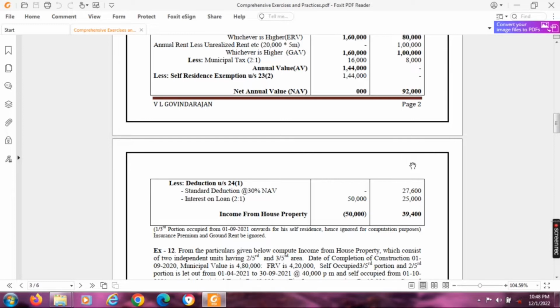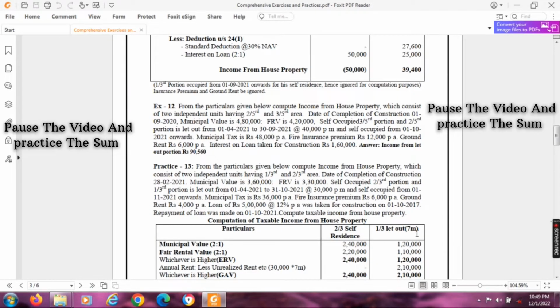Here, less deduction under section 24 clause 1, standard deduction permitted for the second portion, that means the let out portion. And the interest on loan. How much interest on loan? Interest on loan taken for the construction 75,000. That should be apportioned in the ratio of 2:1 based on the portion of occupancy. So for the self-residence portion 50,000, for the let out portion 25,000. So the net income from house property for the self-residence portion shows a loss of 50,000 and the let out portion got income of 39,400. In the same pattern, the listeners can practice exercise 12.